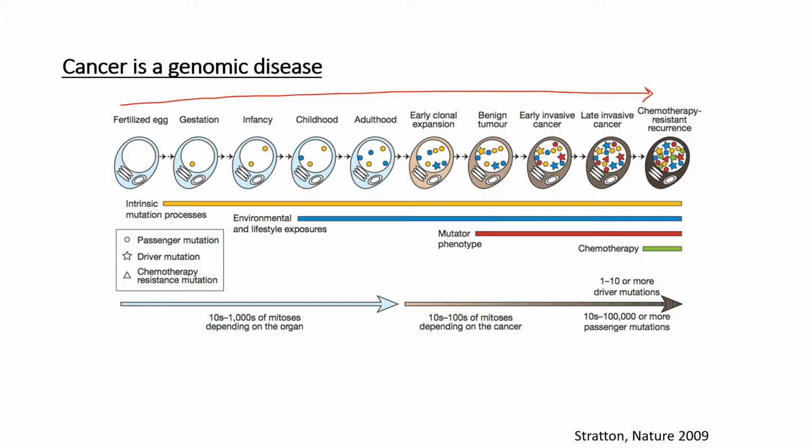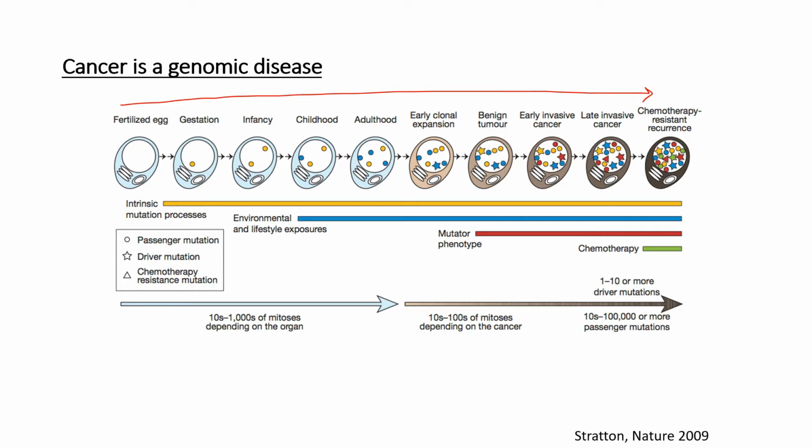I'll share with you a lot of articles. You can go through all the articles, and then we can discuss everything during the question answer sessions, and you can come up with new ideas, and I can discuss all of those with you. So here it's talking about starting from fertilized egg to chemotherapy resistance recurrence.